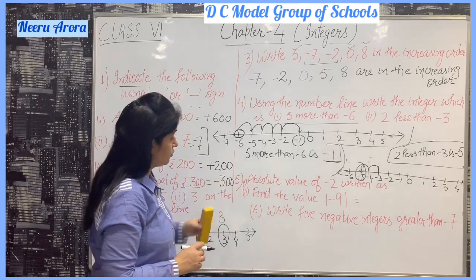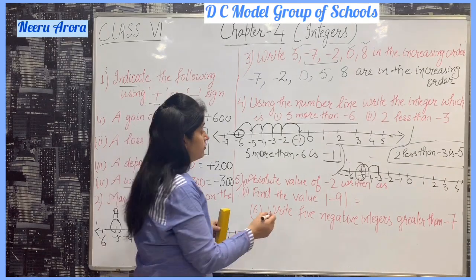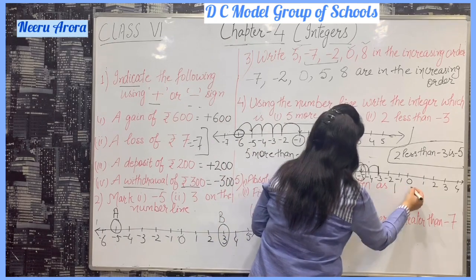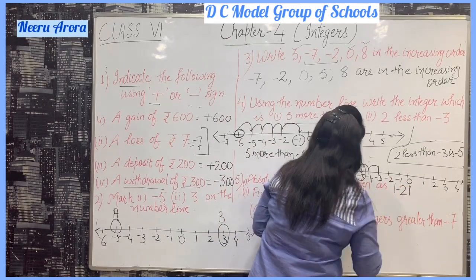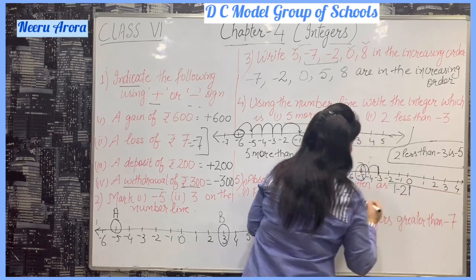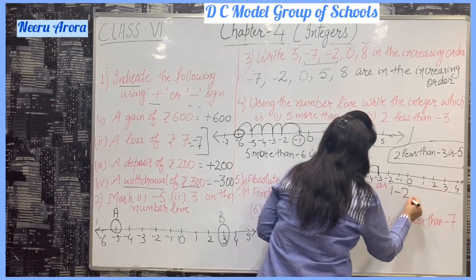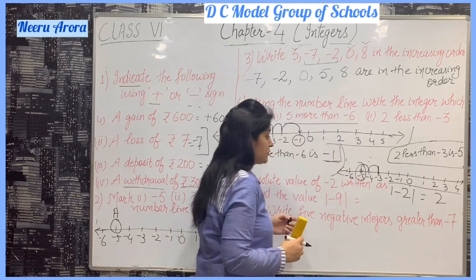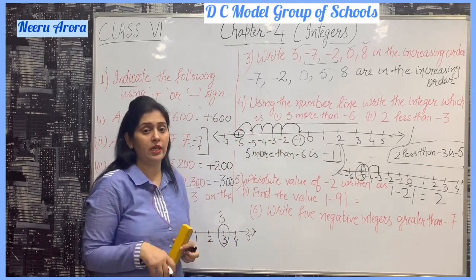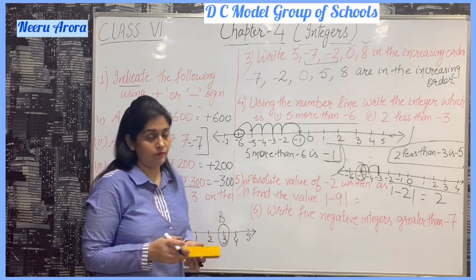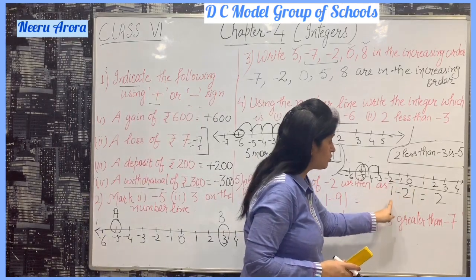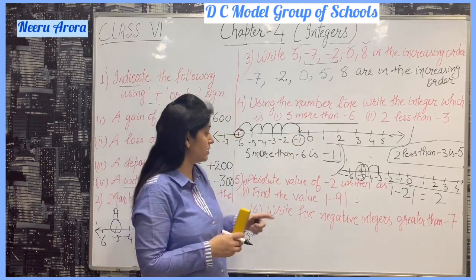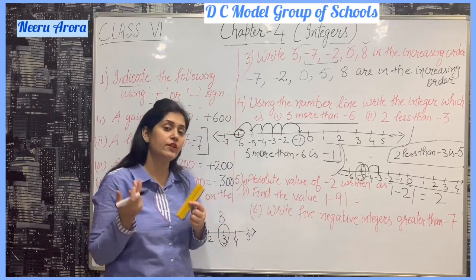Now look at this fifth question. Absolute value of minus 2. Now how can we write absolute value? Absolute value can be written in these two lines with this minus 2. Absolute value of minus 2 is 2 only. The absolute value is always without sign, or you can say always positive. Whatever the number is in these two lines, its answer is always without sign.